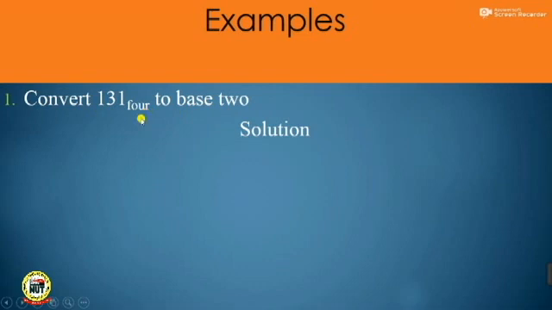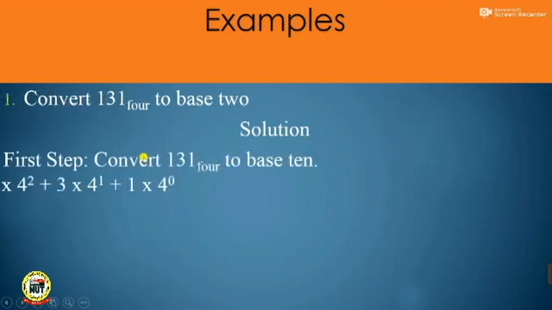So remember we said the first thing you do is that you need to convert this 131 to base 10, because base 10 is just like the midpoint, it's just like the bridge. So you first convert 131 base 4 to base 10. Then we'll get the answer in base 10. We can now convert from base 10 to base 2. Let's quickly look at the solution.